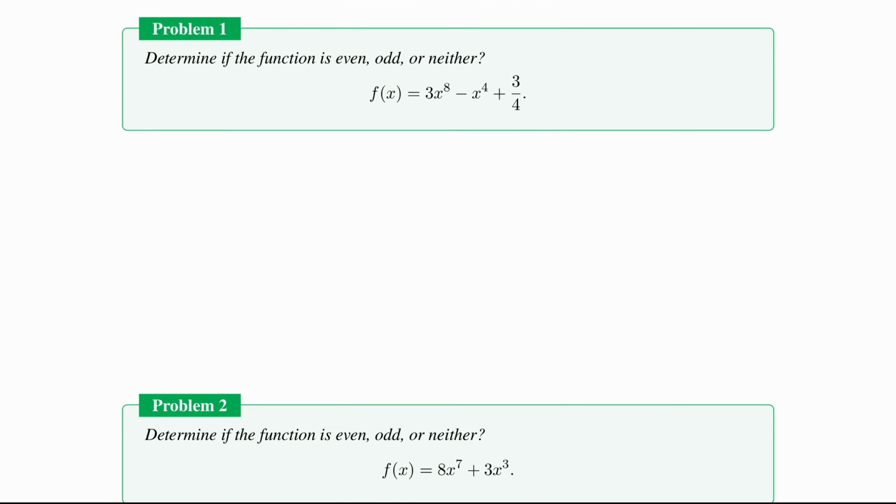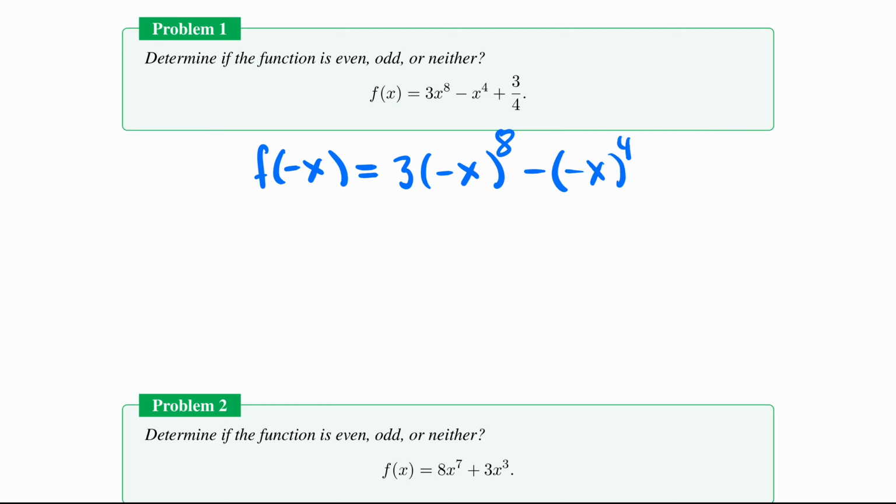Determine if the following function is even, odd, or neither. We need to start off always by plugging in a negative x and keeping track of the negative. So you need to be very careful. I recommend putting parentheses everywhere that you see an x and replacing it with negative x. So we're going to replace x with negative x here, and then we have 3 over 4. All we did was plug in the negative x. Now we're going to try to simplify and keep track of the negative.